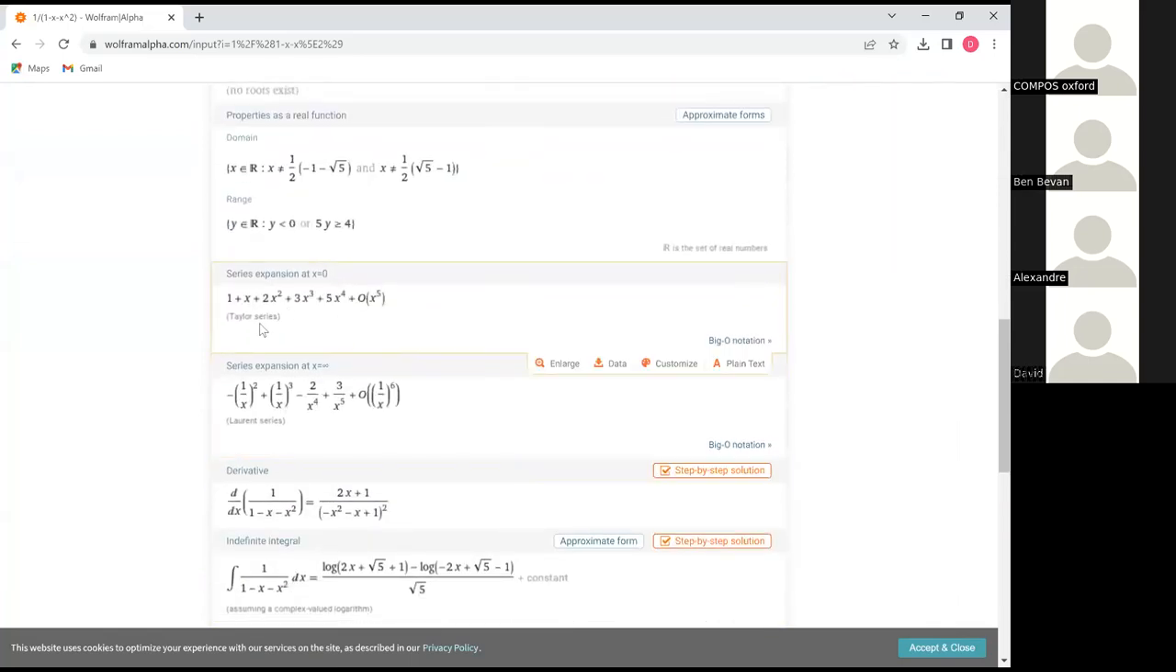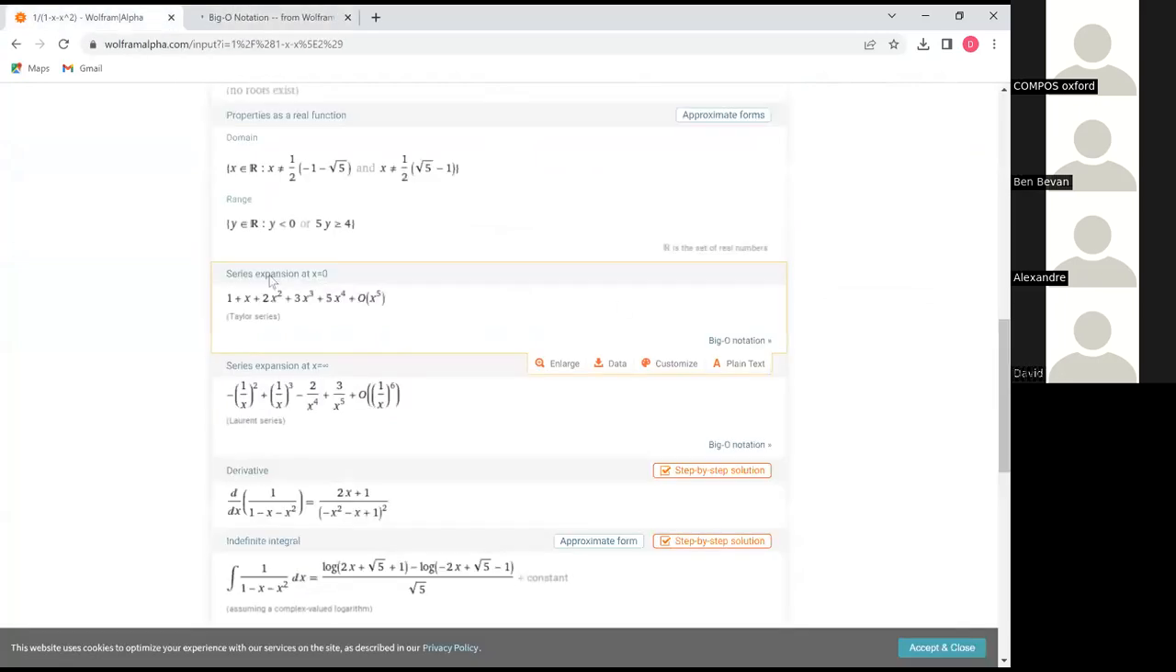But what we can see here is that if we look at its Taylor expansion, the Taylor expansion of this function is 1 plus x plus 2x squared plus 3x cubed plus 5x to the 4. And we suddenly recognize these numbers as 1, 1, 2, 3, 5. If it gave me more terms, the next term would be 8x to the 5.